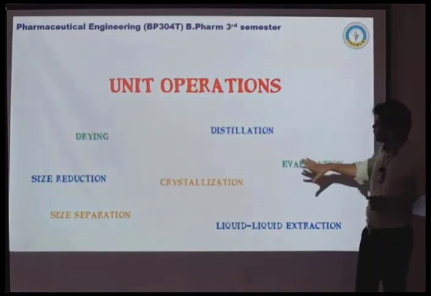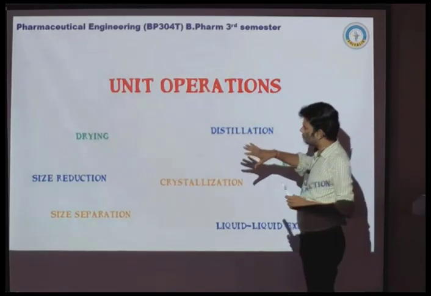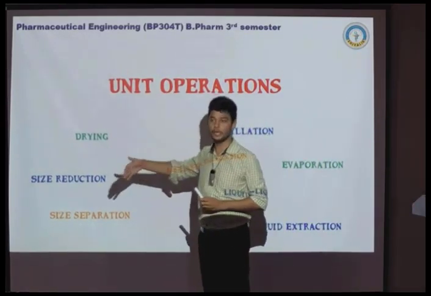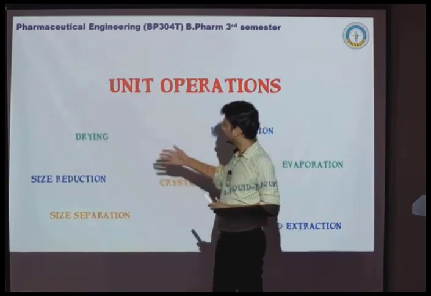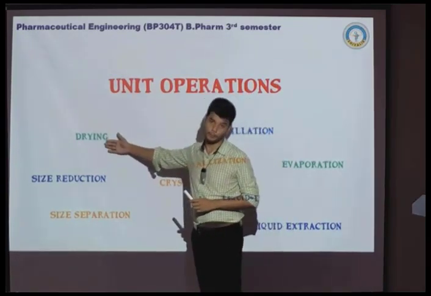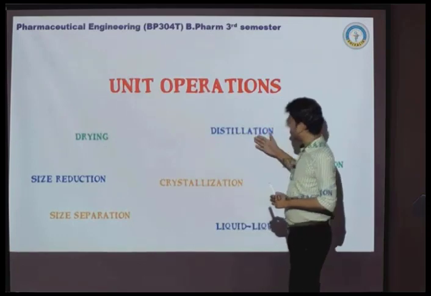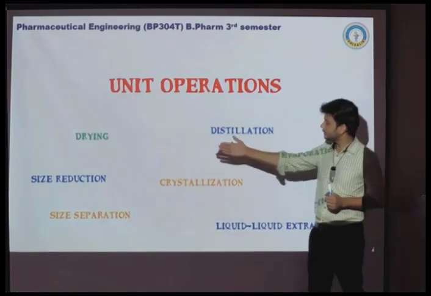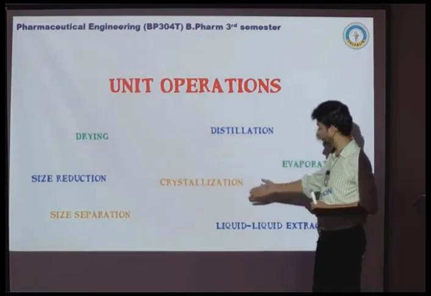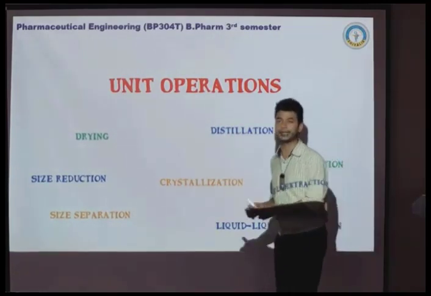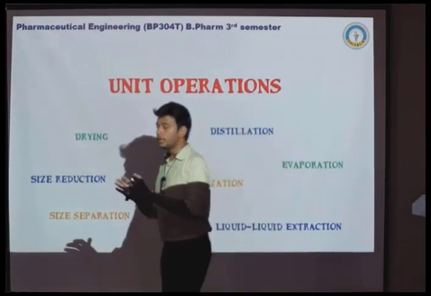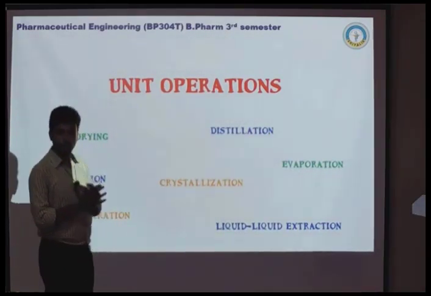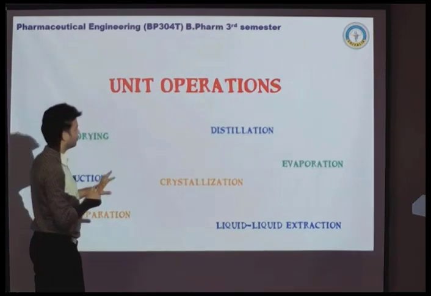Now, moving further, I have quoted some examples of unit operations in the manufacturing process. If we are using the drying process, it is a removal of moisture, we can say drying, it is a unit operation. Distillation, you already know, it is a unit operation. Likewise, evaporation, crystallization, size reduction, size separation, and liquid extraction. All these are a few examples of unit operations that are being used in pharmaceutical manufacturing.